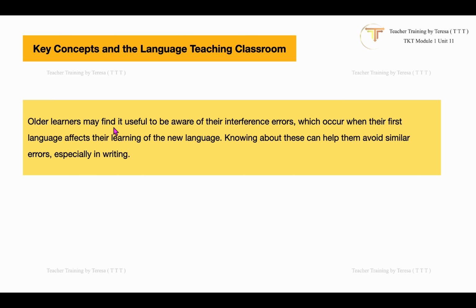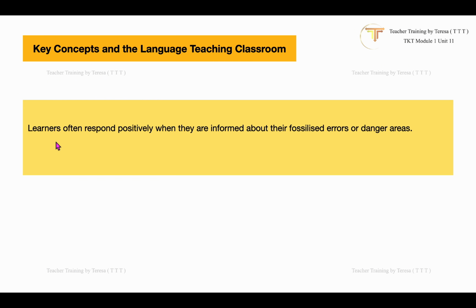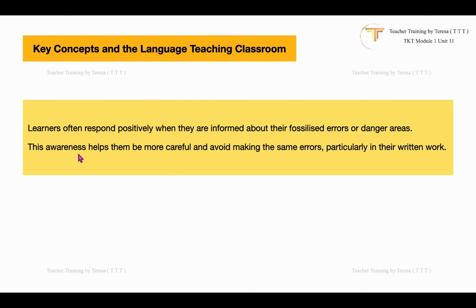Older learners may find it useful to be aware of their interference errors, which occur when their first language affects their learning of the new language. Knowing about these can help them avoid similar errors, especially in writing. Learners often respond positively when they are informed about their fossilized errors or danger areas. This awareness helps them be more careful and avoid making the same errors, particularly in their written work.